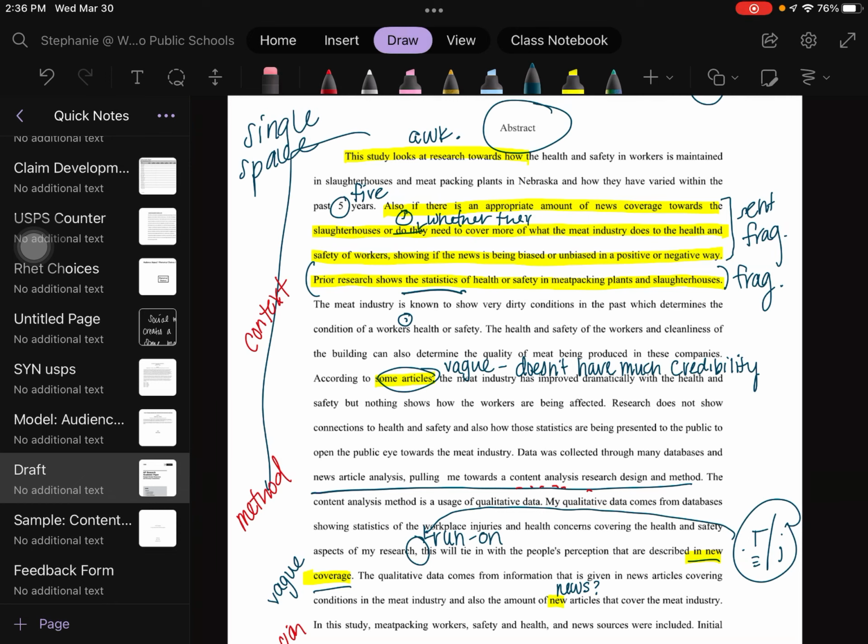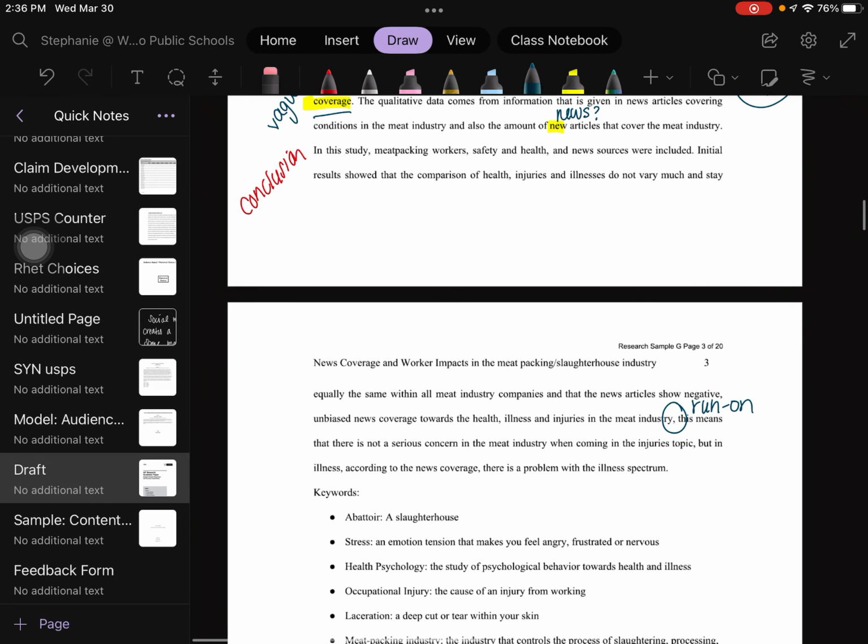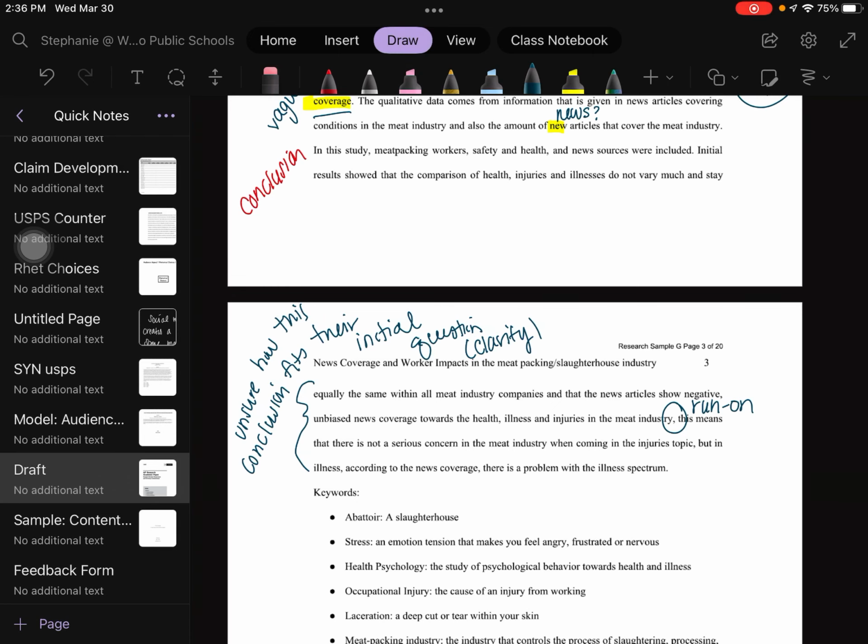So I'm going back to the first sentences. "The study looks at research towards how the health and safety in workers is maintained in slaughterhouses and meatpacking plants in Nebraska, and how they are varied within the last 5 years." So I guess even just based on the abstract, one question I'm having is that I am unsure how this conclusion fits their initial question. So I might just ask them to clarify that as best they can.